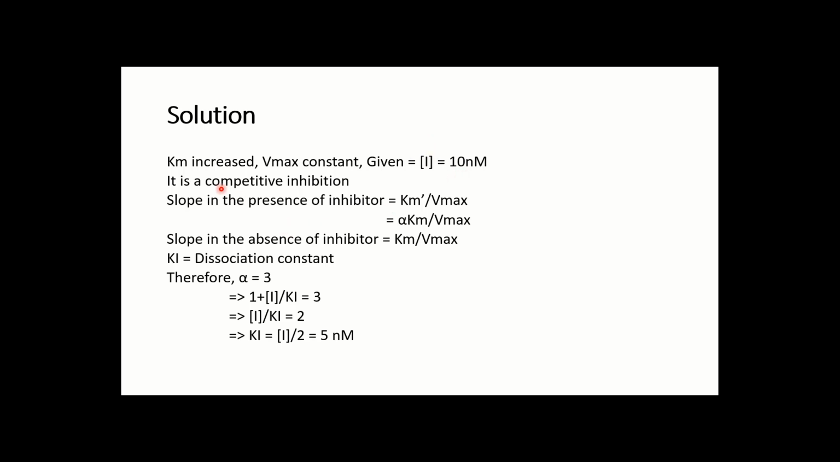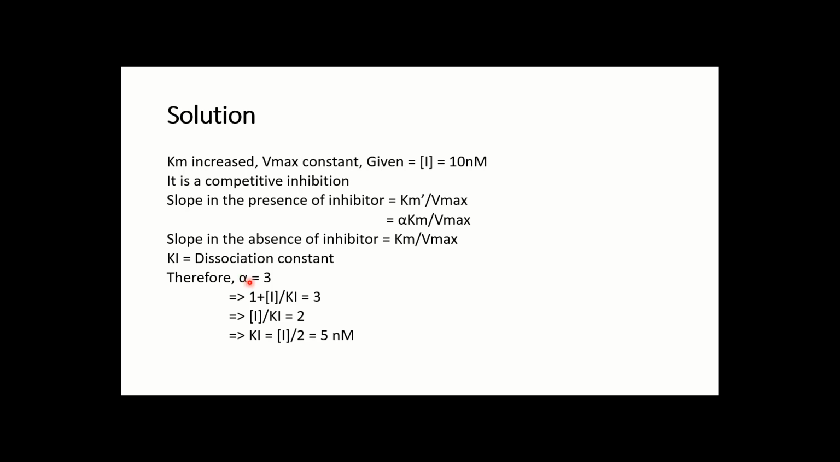Now, the slope in the presence of the inhibitor in the case of competitive inhibition is Km dash by Vmax, where Km dash is alpha Km. So slope is equal to alpha Km by Vmax, and the slope in the absence of inhibitor is Km by Vmax, where alpha is equal to 1, right? So in the presence of inhibitor, alpha Km by Vmax; in the absence of inhibitor, Km by Vmax for competitive inhibition. Now Ki is the dissociation constant.